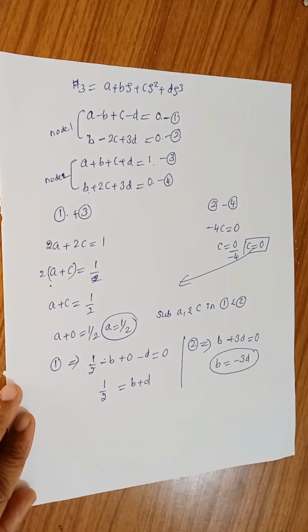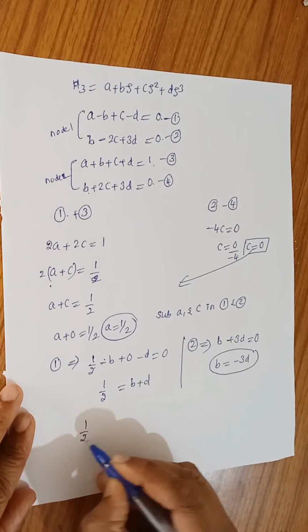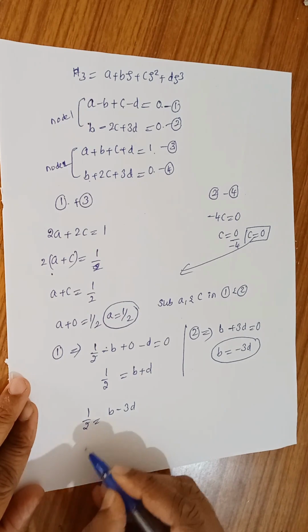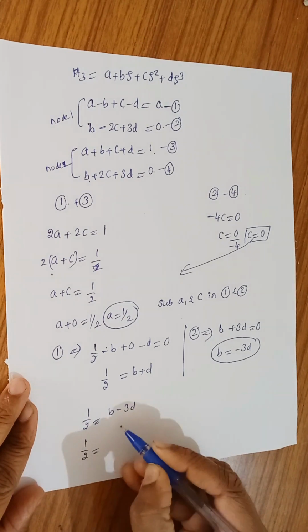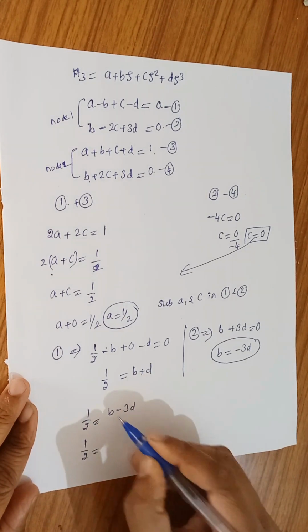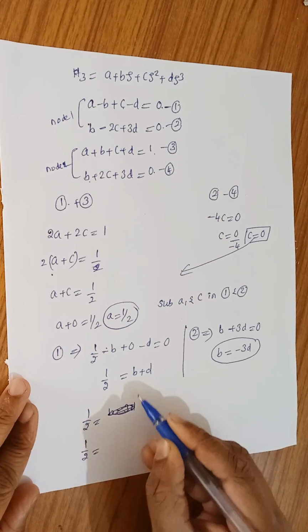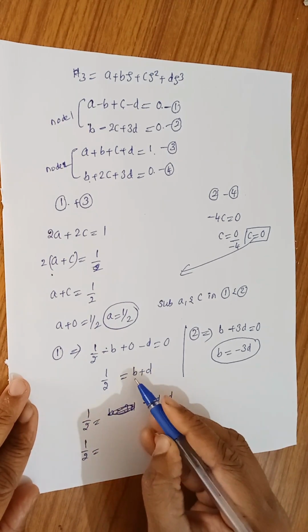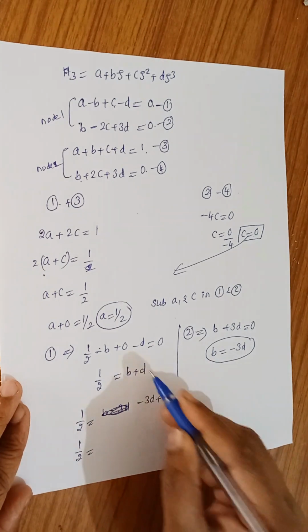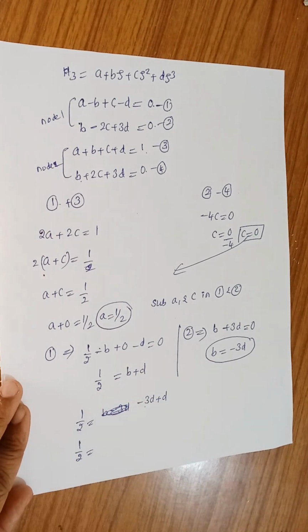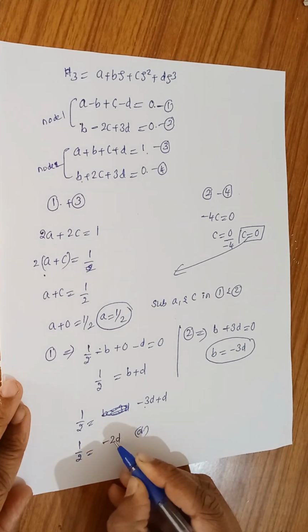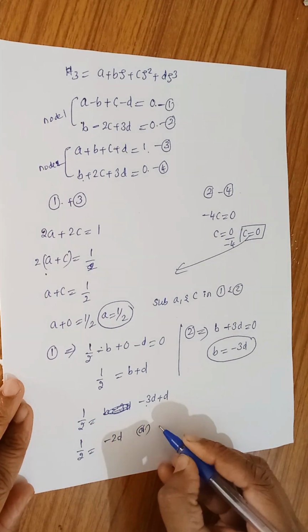So substituting that b equal to minus 3d here, I'm going to get half equal to, in place of b, I'm going to substitute minus 3d, and d I'm going to retain the same. So minus 3d plus d is going to be minus 2d, and if I send this minus 2 to the other side, I'm going to get the value of d.